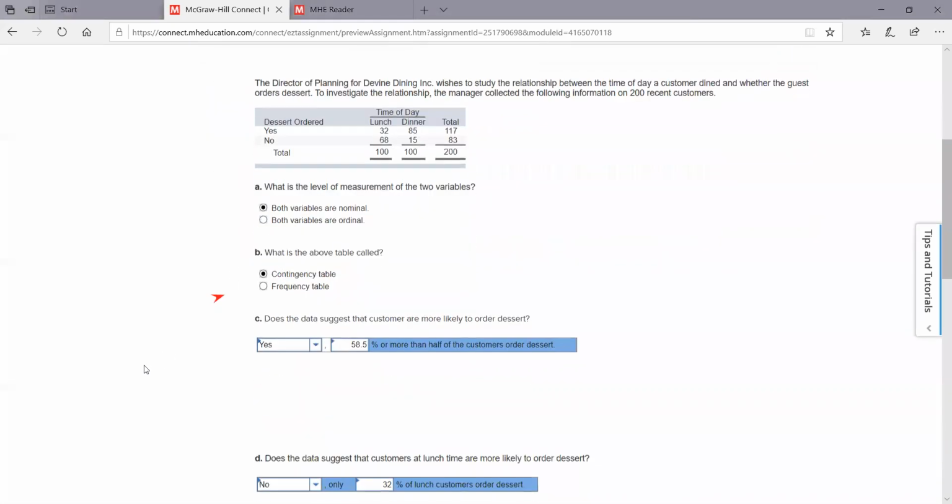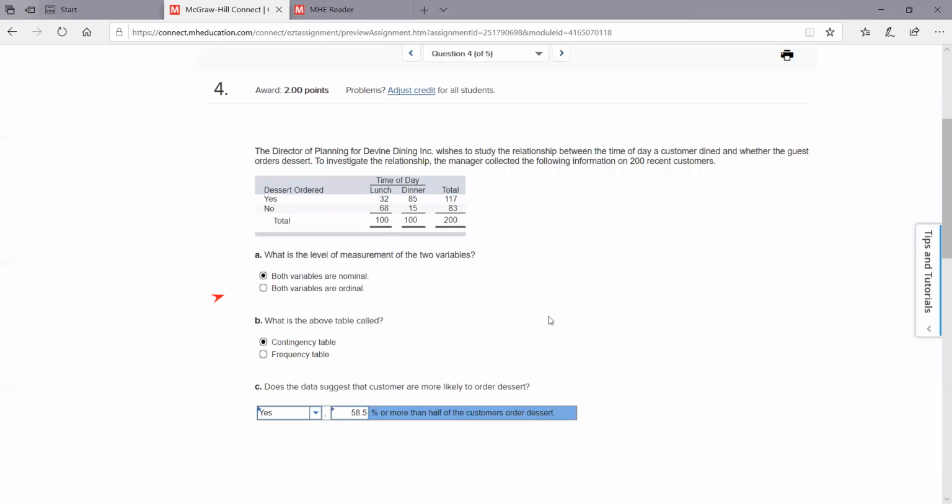And then I think on letter C, they want you to do a couple calculations. Does the data suggest that the customers are more likely to order dessert? And so, again, you just have to get the numbers. All you do is take, it looks like it's 117. That's the yes. 117 out of the 200 would give you about 58.5%.